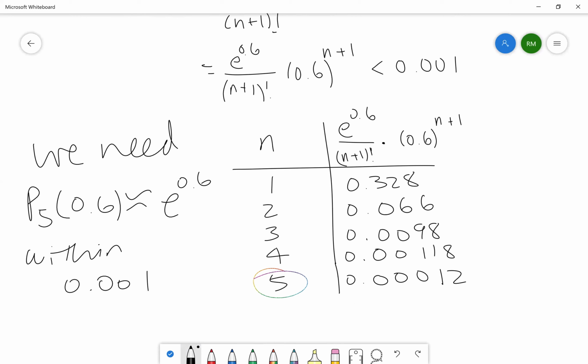All right, so you'll see these problems on the homework where it will ask you, I want my Taylor polynomial to approximate this function value to within a certain amount of precision, and you have to find that n. All right, let me know if you have any questions, and enjoy the weekend.